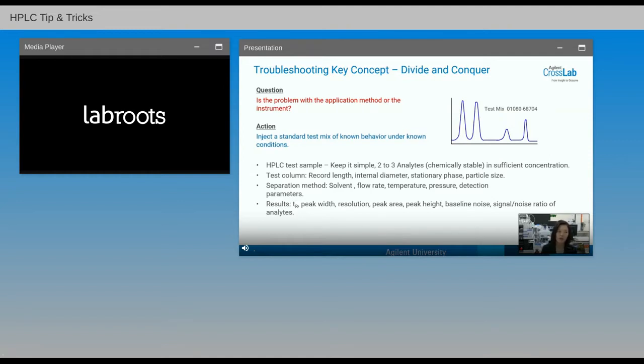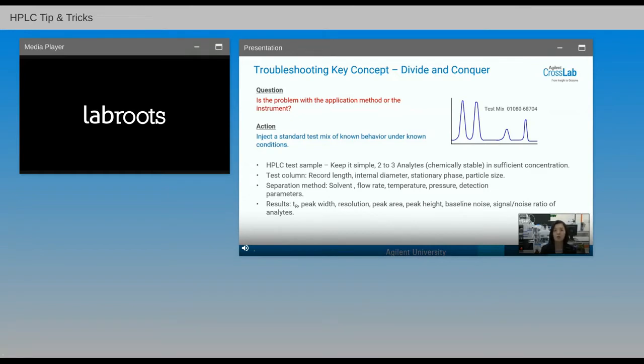The purpose of it is to find out whether the abnormal peak shapes may be due to the instrument or the application itself. So what you can do is have an HPLC test sample that you always use to check your equipment, or you can use the Agilent HPLC checkout standard, as our engineers usually do, which has 4 peaks, and these are compounds that are chemically stable in sufficient concentration.